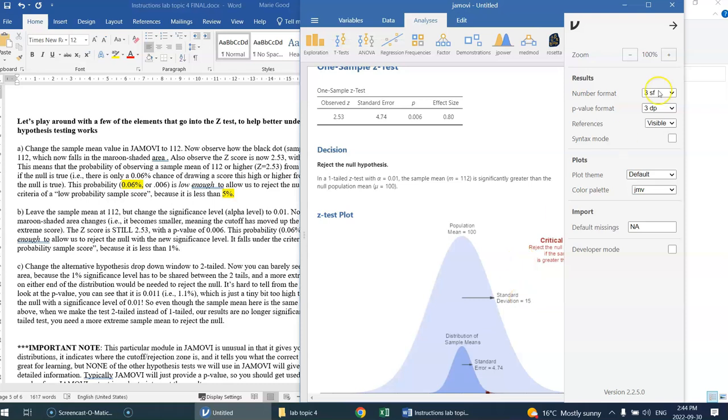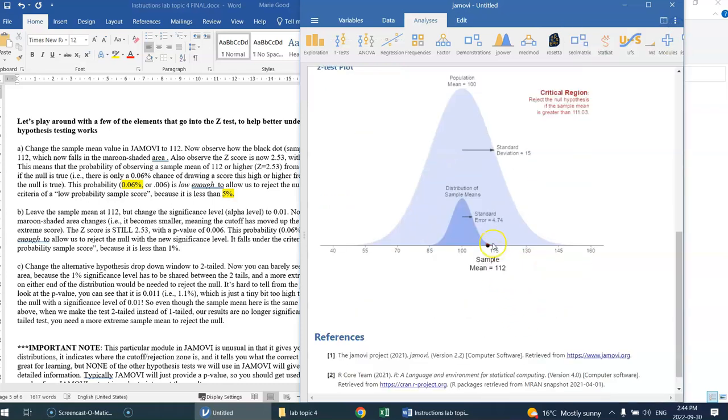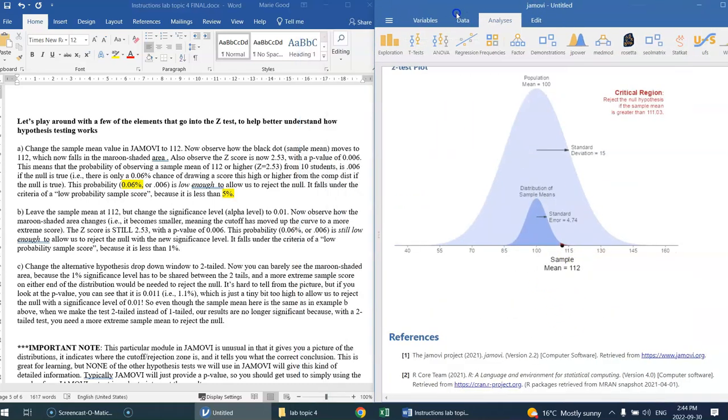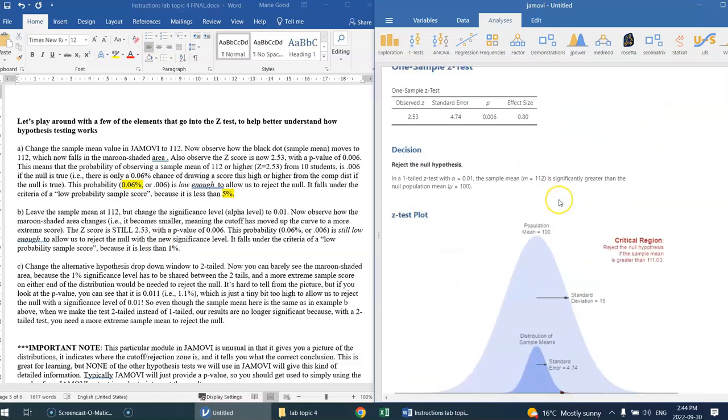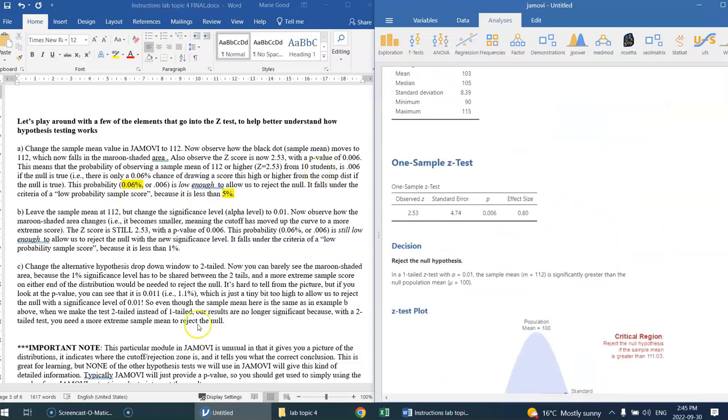The maroon shaded area changes, okay? It gets smaller, right? And that means that the cutoff has moved up the curve to a more extreme score. So now a more extreme score is required to allow us to reject the null, okay? Because the sample mean didn't change, it was still 112.